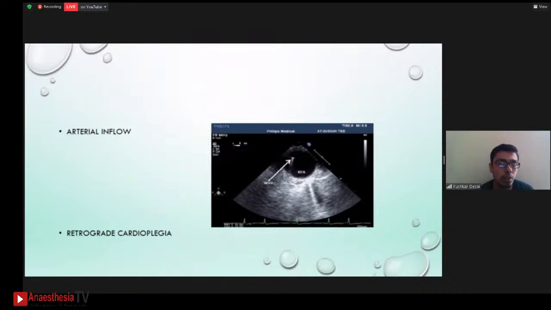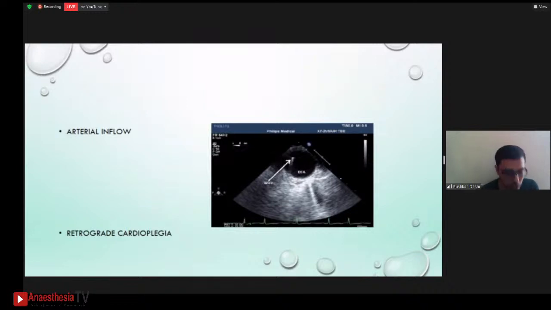It should lie around 2 centimeters above the origin of the coronary ostia, and the diameter of the ascending aorta should be less than 3. Anything more than 4.5 is a relative contraindication for the placement of the endoaortic balloon, because it will not seal the aorta, and the cardioplegia solution won't be delivered properly into the coronary ostia.